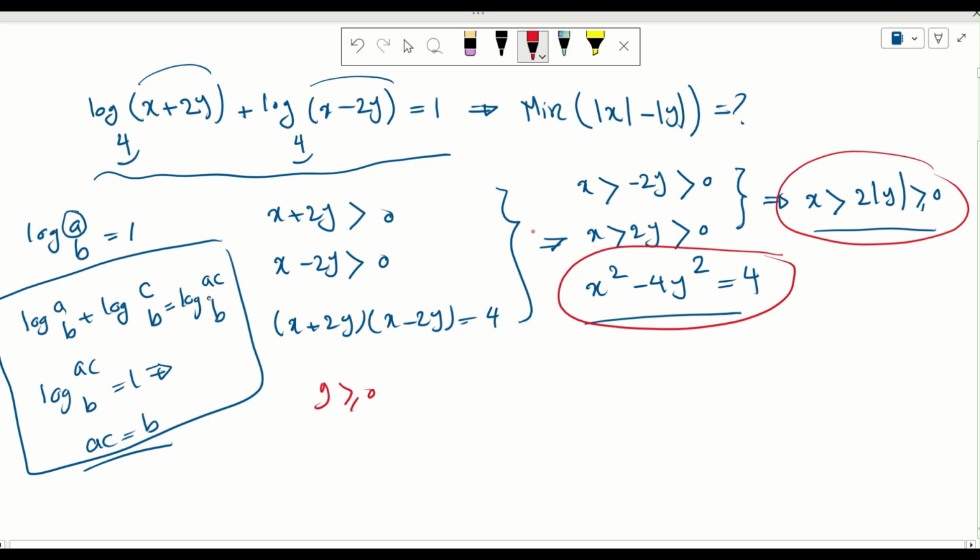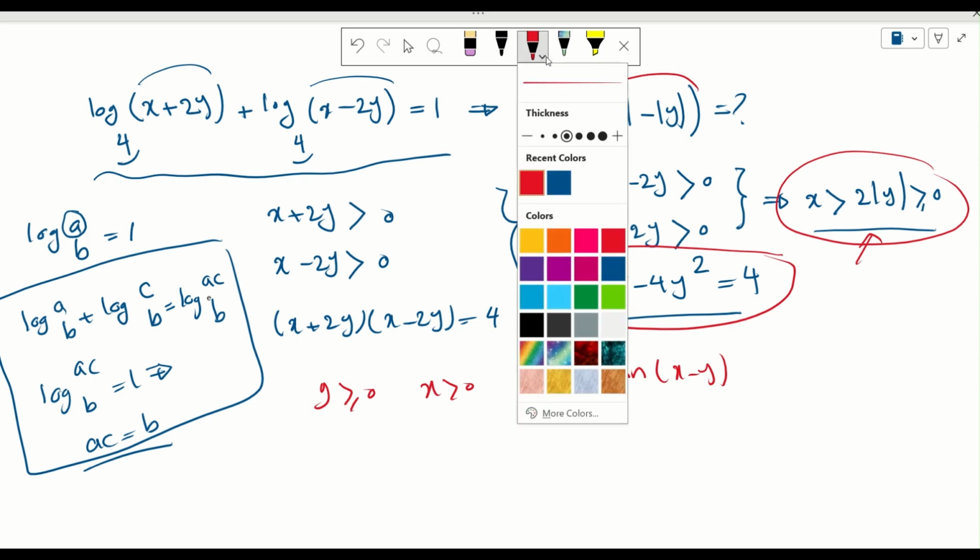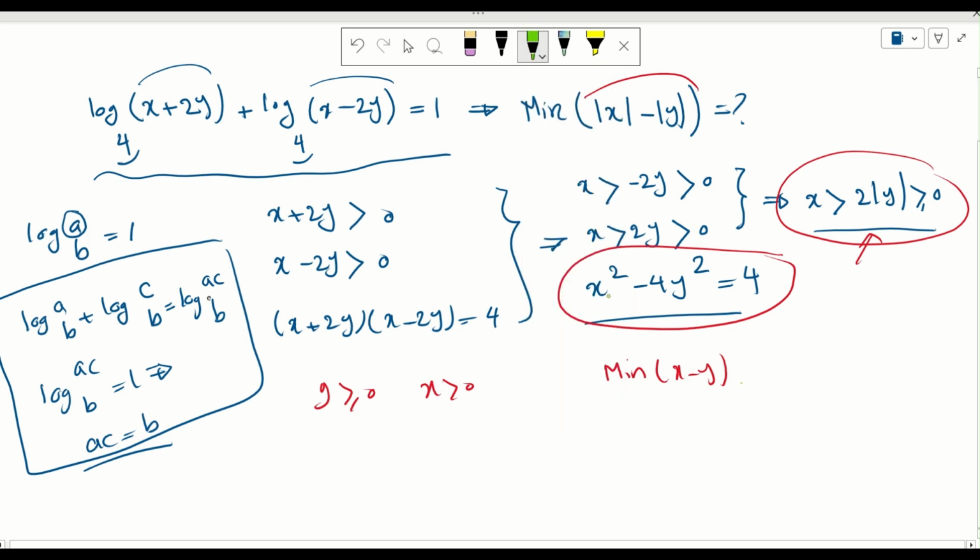Now since y is positive, and we also know that from this equation x is positive, then what we are going to find here is basically, instead of this absolute value of x minus absolute value of y, we are going to find the minimum of x minus y. Now if you want to find this minimum of x minus y, let's say that x minus y equals a new variable like u, and then we want to find the minimum value that u can take.